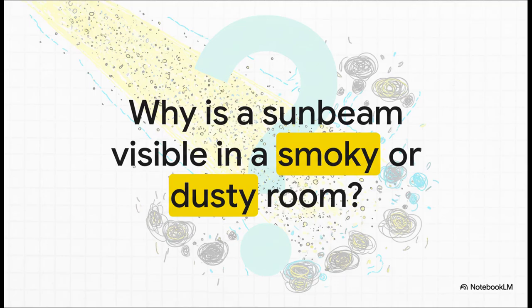I want you to start by thinking about something you have all probably seen. Imagine a dark room, and a single beam of sunlight comes in through a small opening. Suddenly, you can see the path of that light beam, can't you? But why does this happen? What is going on that makes this invisible path of light suddenly so clear to us?